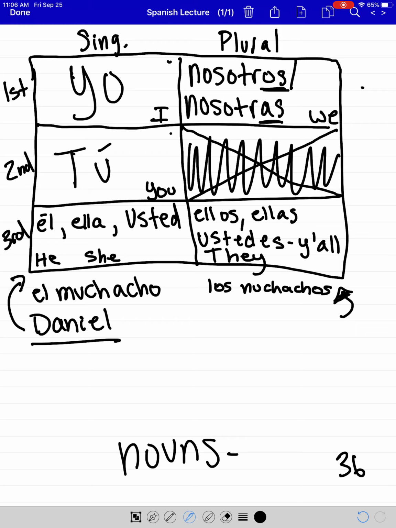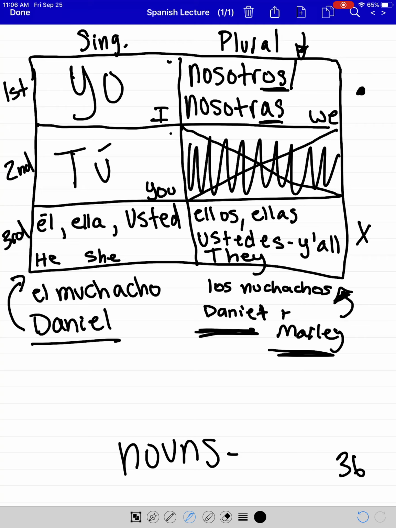Or it could be multiple names. It could be Daniel and Marley. As long as there are more than one person, it goes in the plural column. And as long as I am not a part of this group, it has to be third person plural. I highly recommend taking this time to pause the video and copy this chart down so that I can clear my screen and then move on.